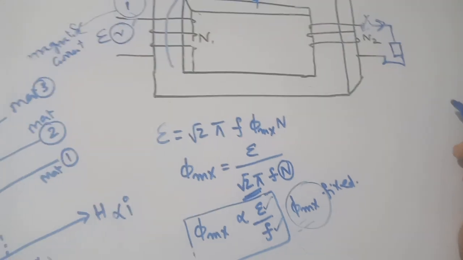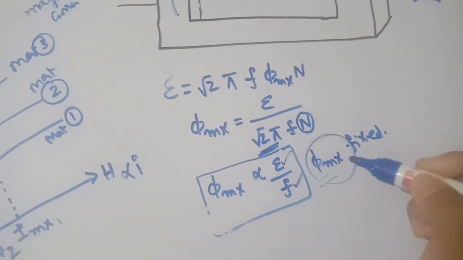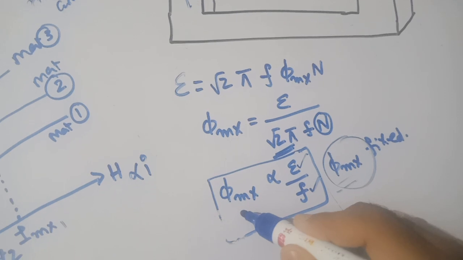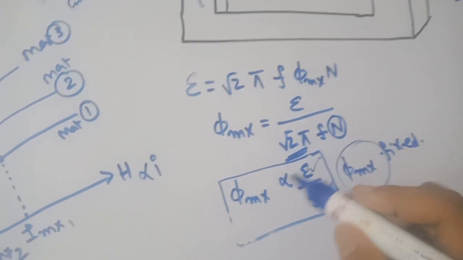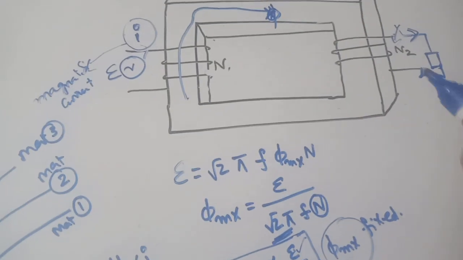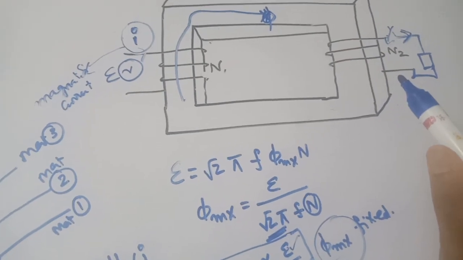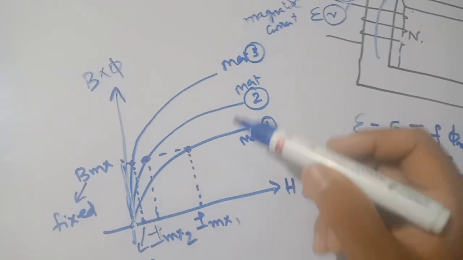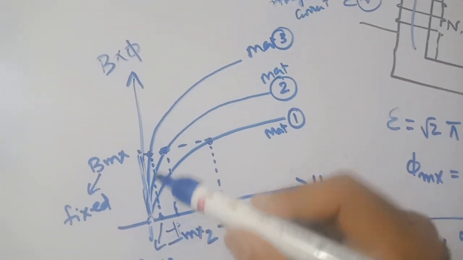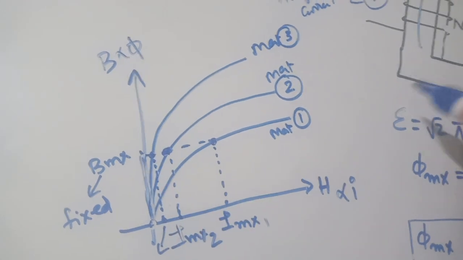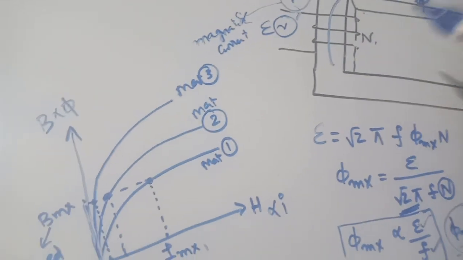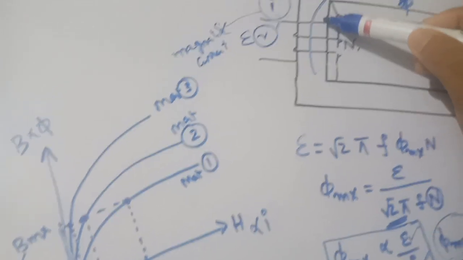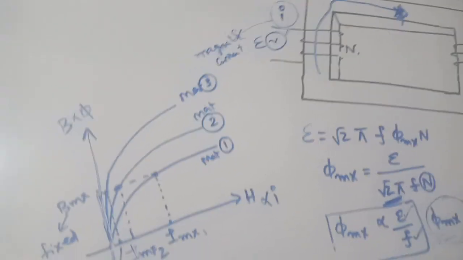So the main point here is phi max is independent of the material used. Phi max will be decided by the supply excitation and frequency. Once these two are kept constant, phi max will be constant irrespective of the material used. So what is the main advantage of using the best material in the market? The main advantage is the current required to establish that phi max in the magnetic core will be lesser. If the current requirement is less, even if the winding has some resistance, the power dissipated in this winding would be less and efficiency would be very much higher.